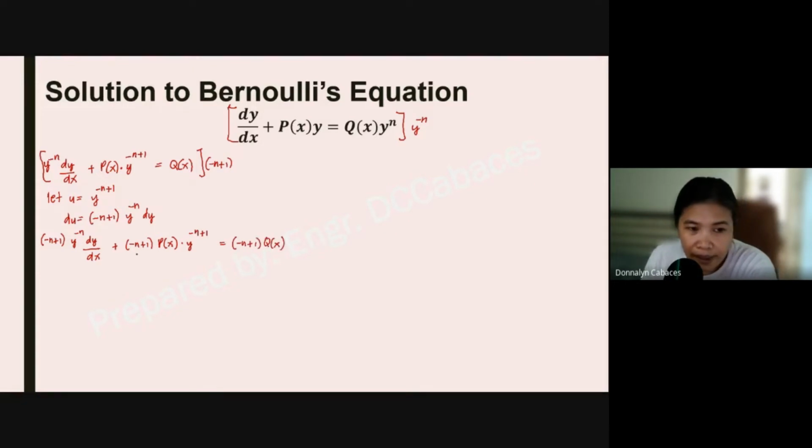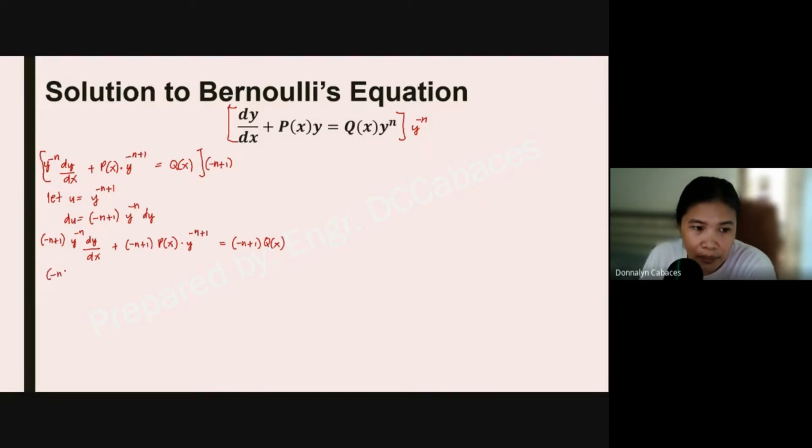But again, this is just a numerical coefficient, which can go with p of x. If, for example, our p of x is x, and this value is, say, negative 3, then it is just negative 3x, which we can still generalize as p as a function of x. Same thing with the right side, q as a function of x. So let us generalize this to be your p as a function of x.